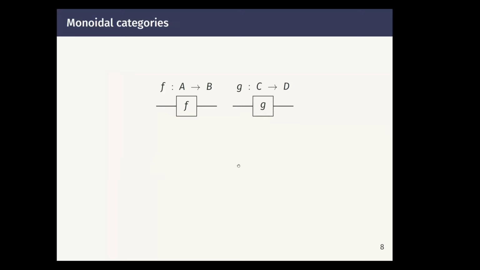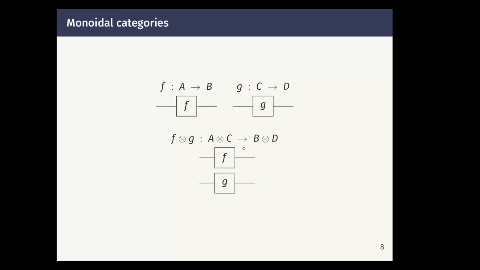Now, we've had our sequential composition, but what about putting things on top of each other? For that, we need the tensor product. That means if we have any two processes, we can just whack them on top of each other like this, and we get F tensor G. It's just them on top of each other.